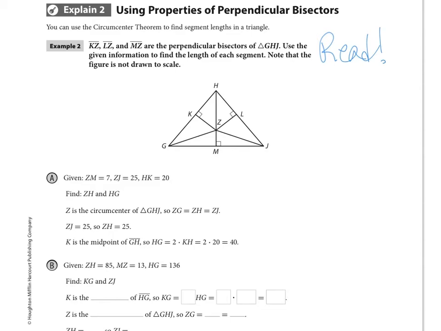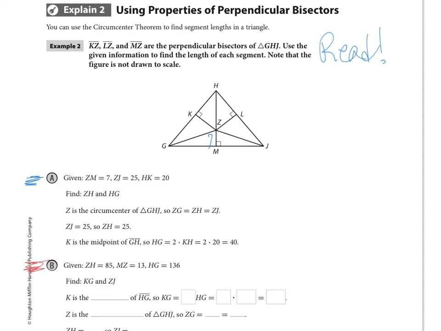I'm going to start using some colors here because I think you can see in parts A and B they give us some different numbers each time. So for part A, I'm going to use blue, and for part B, I'm going to use red, just so you can keep track. Okay, in part A, we are told that ZM is 7, so that's this piece right there.